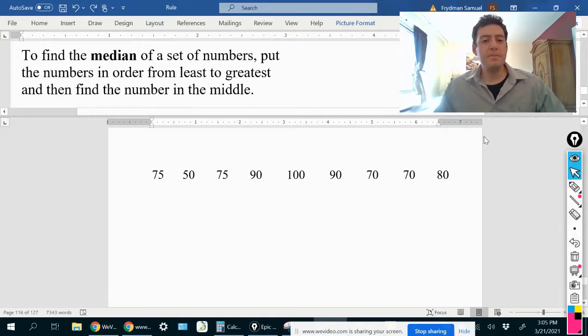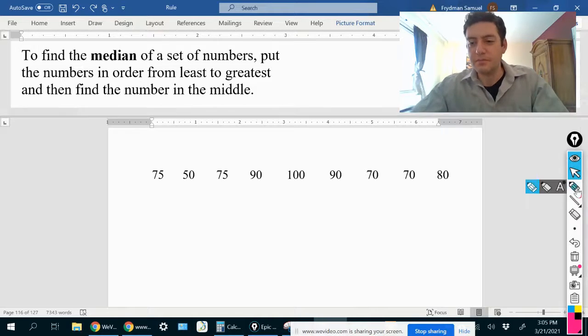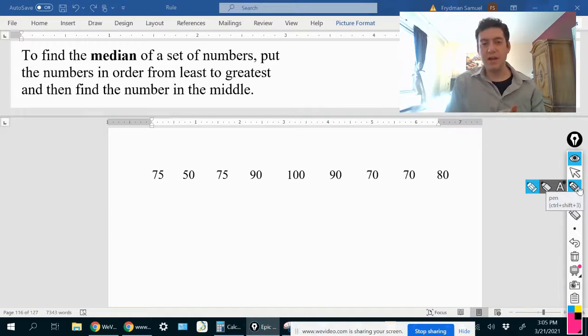To find the median of a set of numbers, put the numbers in order from least to greatest, and then find the number in the middle. Okay, so this is something that we did not have to do for mean. The first step for doing the median is to put the numbers in order from least to greatest.